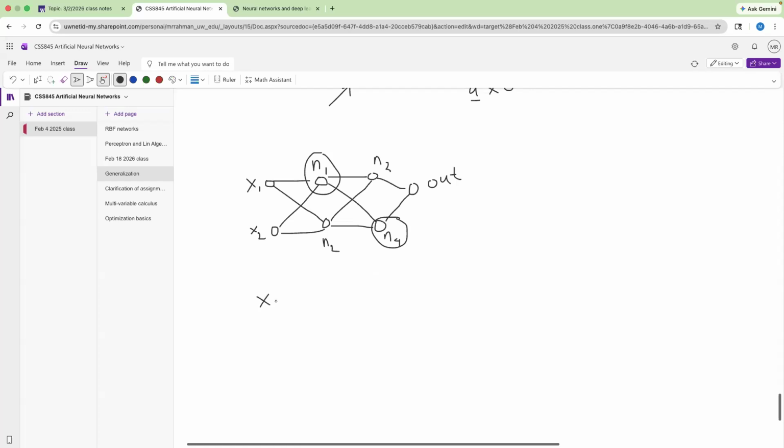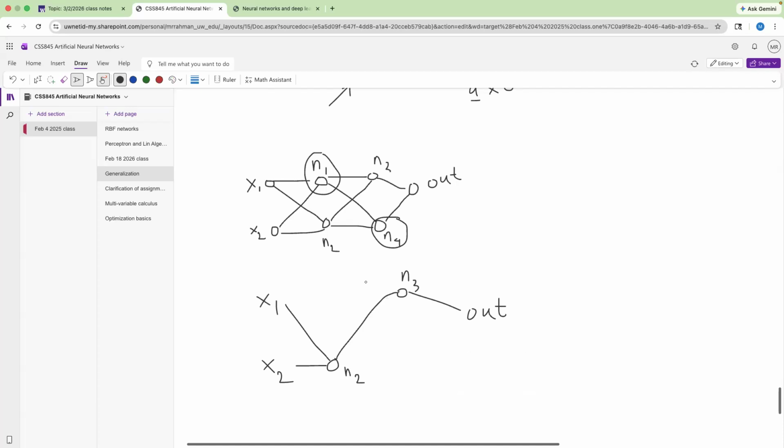So X1 is there. So this neuron doesn't exist. We just directly have N3, and then X2, this goes to N2, and then N4 is not there. I have this, right? And this goes into the output. Okay.